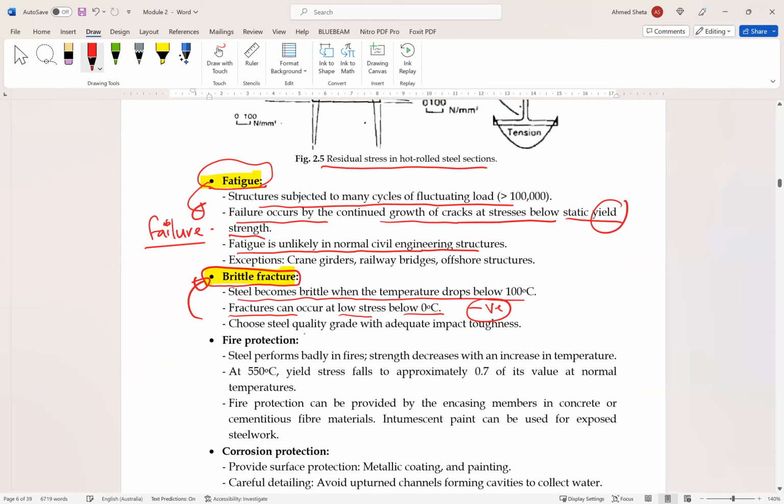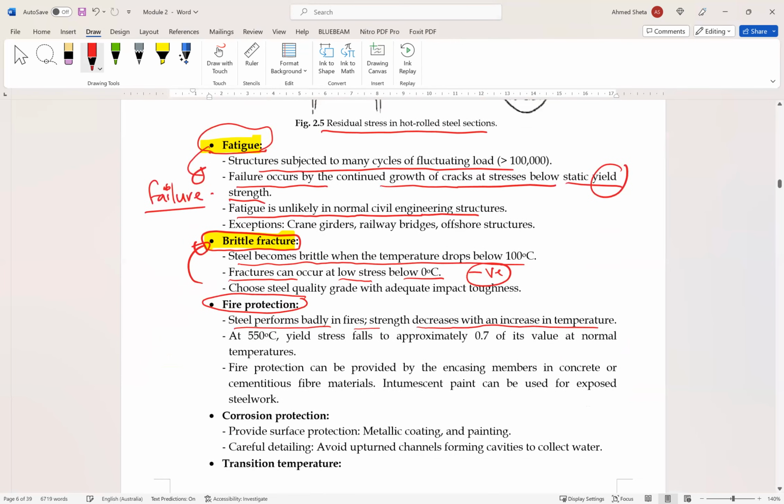The next property is the fire protection. Steel performs badly in fires and high temperature. Strength decreases with the increase in temperature. At a temperature of 550 Celsius, yield strength falls to approximately 0.7 of its value at normal temperature. Fire protection can be provided by encasing the member in concrete. So this is one of the solutions: encase the steel in concrete or cementitious fiber materials.